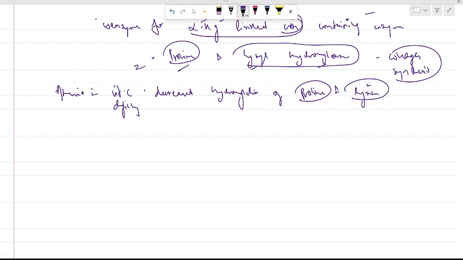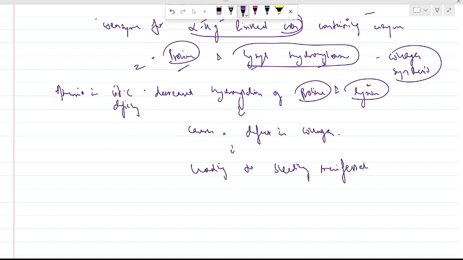This decreased hydroxylation of proline and lysine causes a defect in collagen, leading to bleeding manifestations. So there is anemia in vitamin C deficiency.